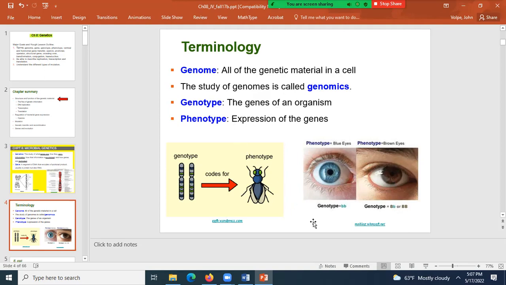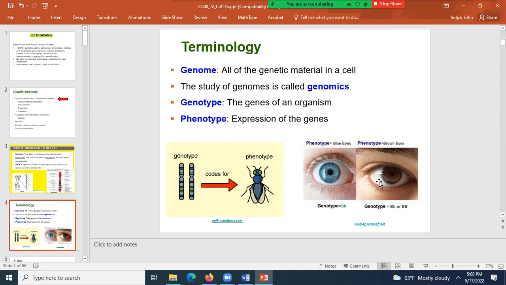For example, an individual who has blue eyes has the genotype lowercase b, lowercase b. For an individual who has brown eyes, well, the phenotype is brown eyes. The genotype is capital B, lowercase b, or capital B, capital B. The capital B means that the gene is dominant. The lowercase b means that the gene is recessive. And that's why capital B, lowercase b codes for brown eyes.